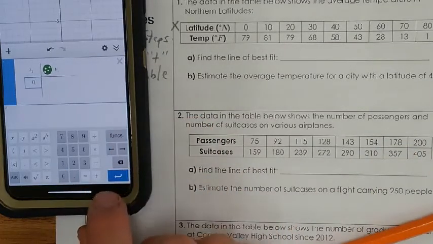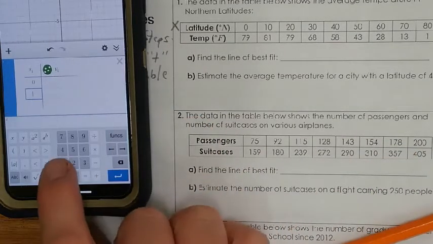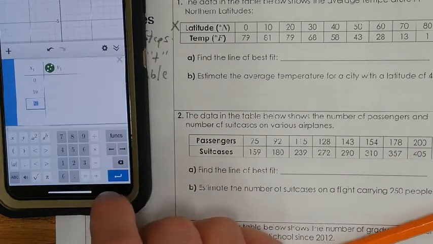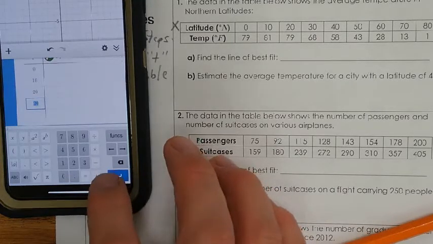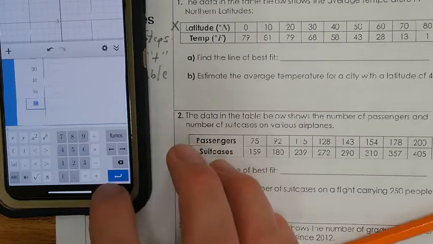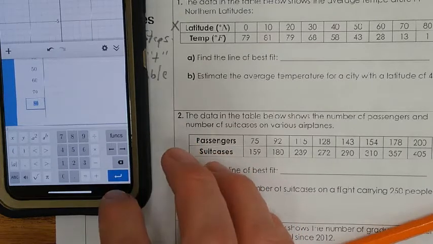0, press enter, 10, press enter. And what's cool about Desmos is after you've done a couple, it figures out you're going to be in a pattern, so it predicts it for you. So you don't have to keep on typing it in. All right?